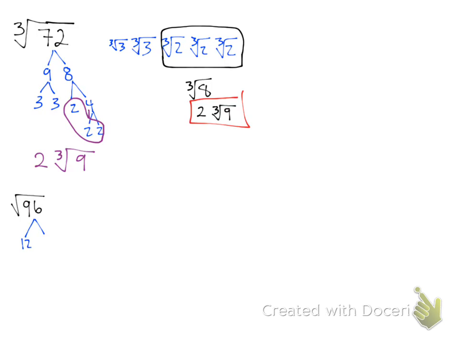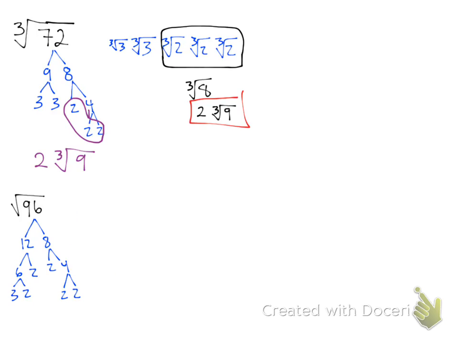So let's say we have the square root of 96. So take a minute, break it apart. 12 times 8, and then 12 is 6 and 2. 6 is 3 and 2. 8, you get 2 and 4. 4 is 2 and 2. All right, so I'm just going to do it based off of this factor tree.